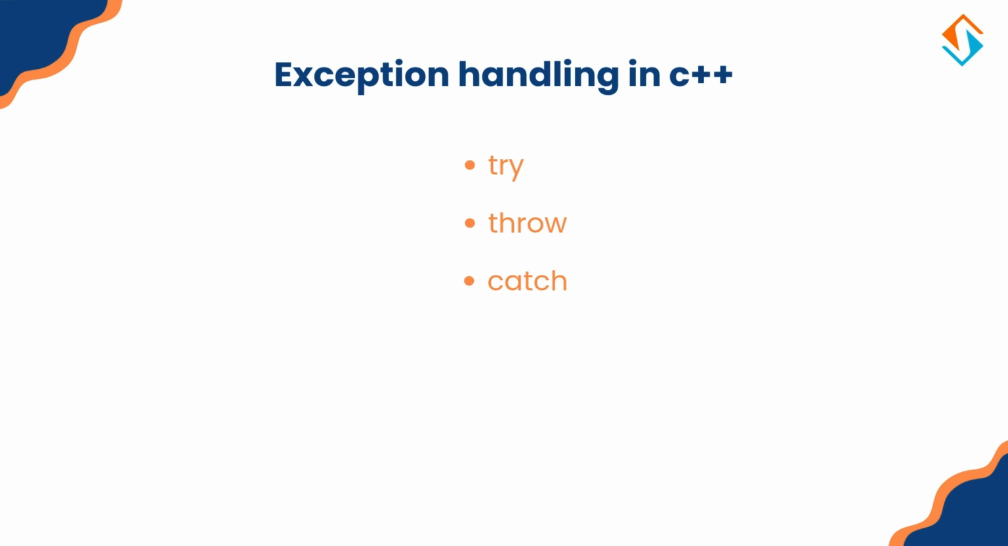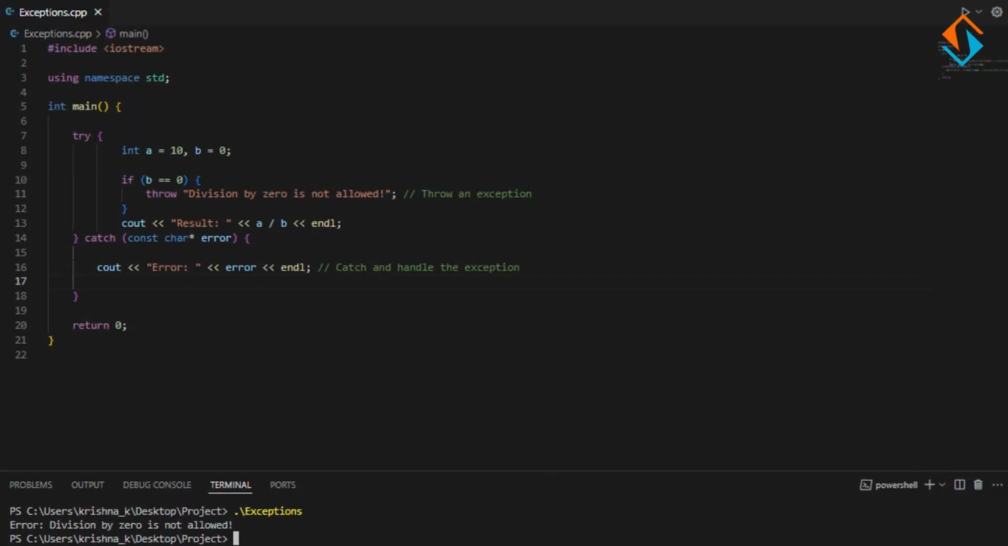Here's a simple example to show how these work together. The try block contains the risky code, division in this case. The throw statement throws an error message if something goes wrong. The catch block catches the error and handles it gracefully.